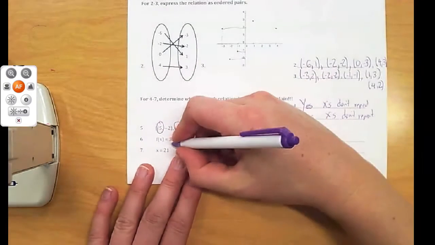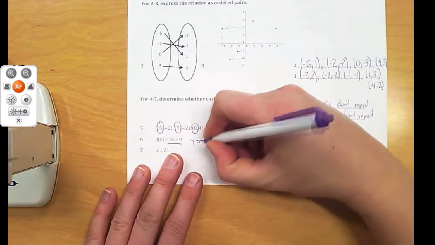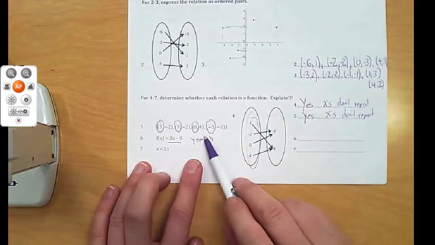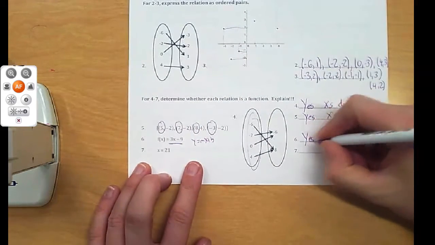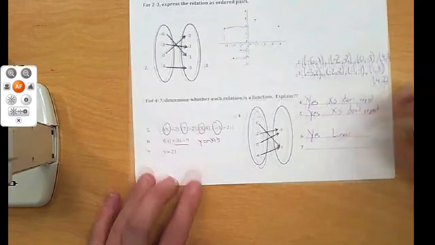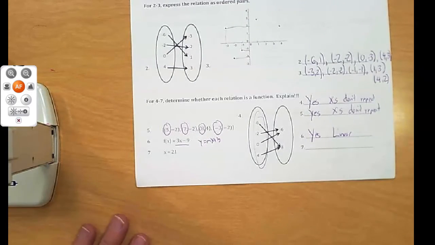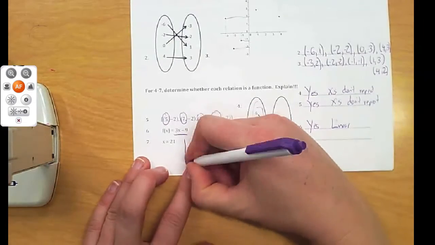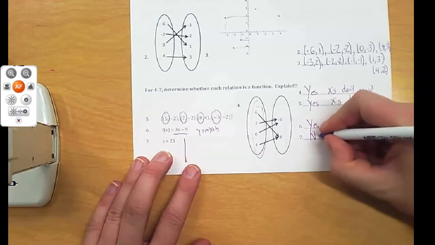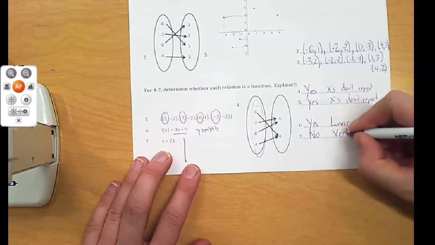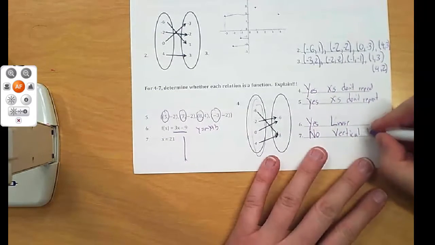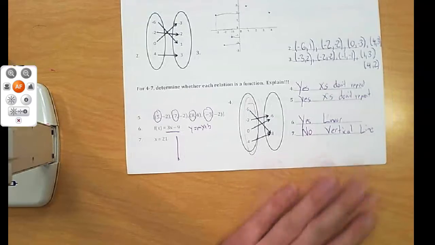Number 6, y equals 3x minus 9. That's y equals mx plus b. That's going to be linear. So yes, because it's linear. If it's a straight line, it is, with one exception. x equals 21 is a vertical line. And if it fails the vertical line test, the x repeats. It repeats over and over and over at 21. So because of the vertical line test, it is not a function.